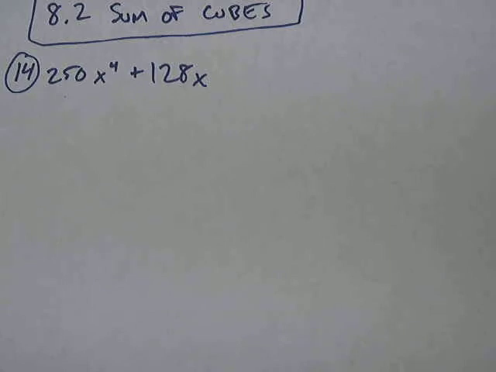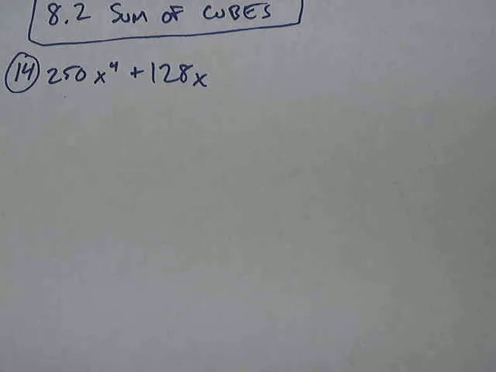Hey guys, so today we learned how to factor using the sum of cubes method in assignment 8.2. So we're going to be doing problem 14 right now. So problem 14 is 250x to the fourth plus 128x.